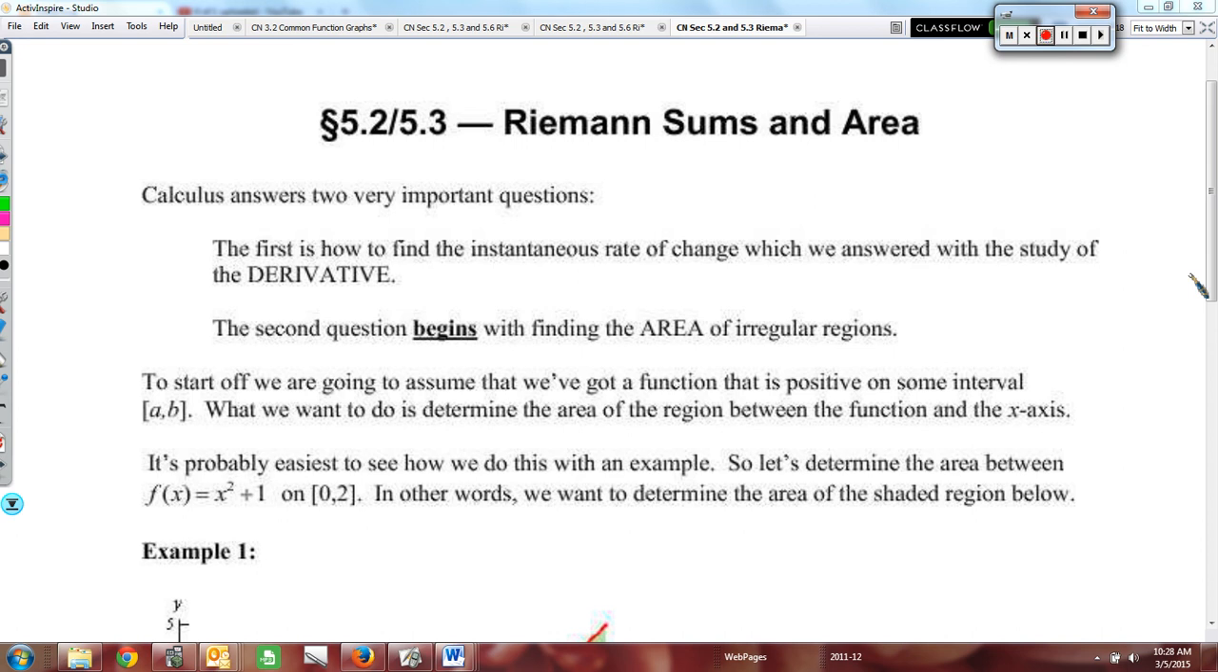All right, still working in section 5.2, and if you have not already done so, make sure that you have viewed the review video on summation notation before you watch this video. It will make our transition a little easier into what we're going to be doing. You definitely need to understand sigma notation and how that works for this section of notes.